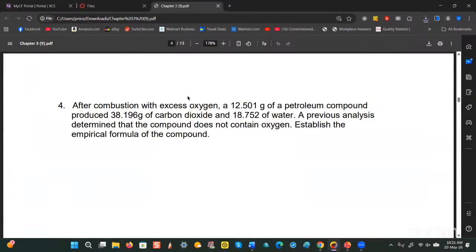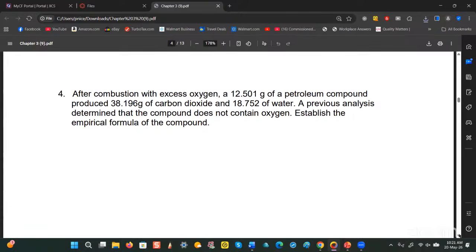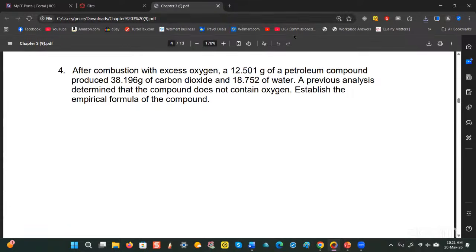It says, after combustion with excess oxygen, a 12.501 gram sample of a petroleum compound produced 38.196 grams of carbon dioxide and 18.752 grams of water. Previous analysis determined that the compound does not contain oxygen. So this compound only contains carbon and hydrogen, which makes it actually easier to do. The question is asking you to establish the empirical formula of the compound. So let me show how that is done.